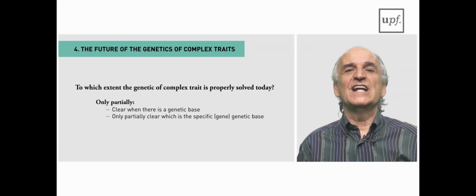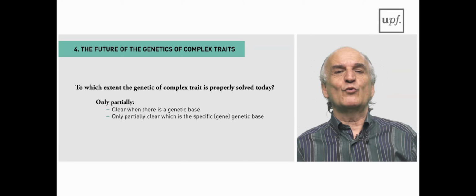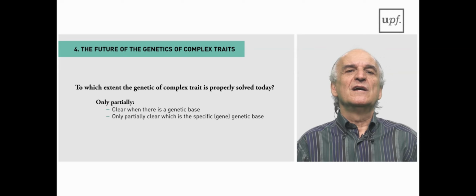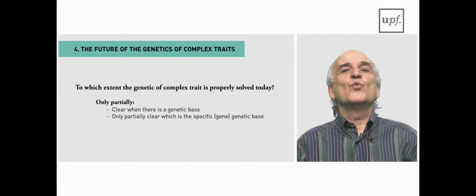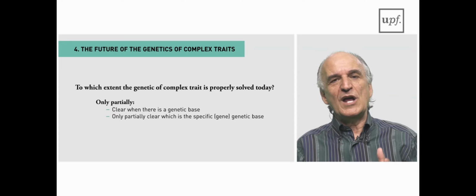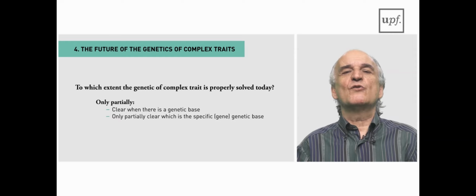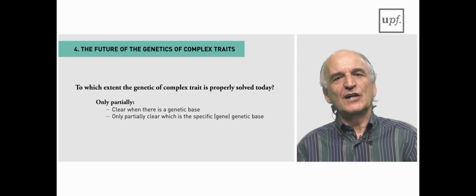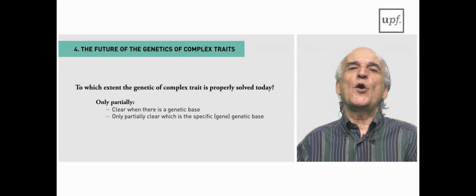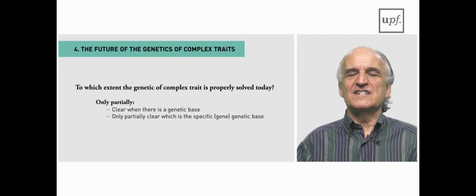To which extent is the genetics of complex traits properly solved today? We have to recognize that only partially, because we have many cases in which we have the susceptibility, we have several genes, in some cases quite a lot of genes related to that, but in many cases we still are not able to explain properly the heritability that we know exists.